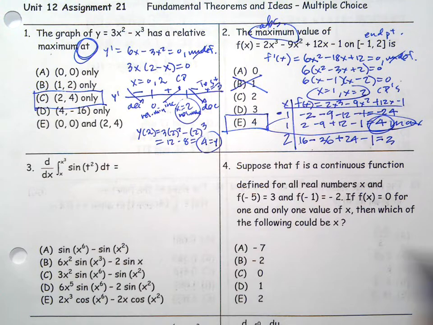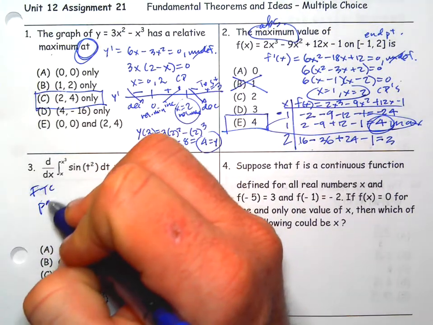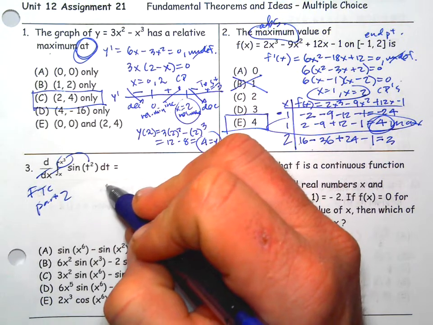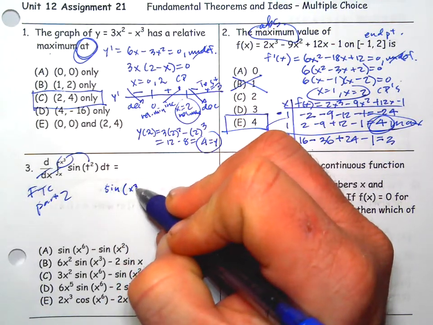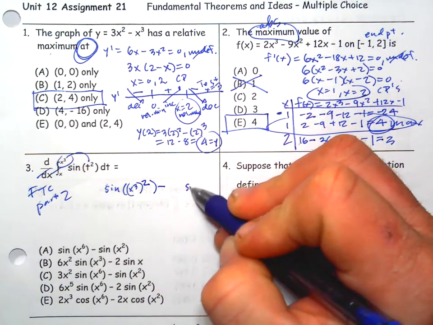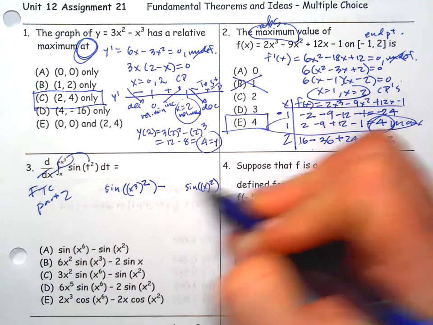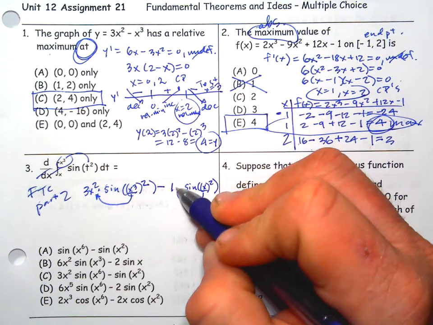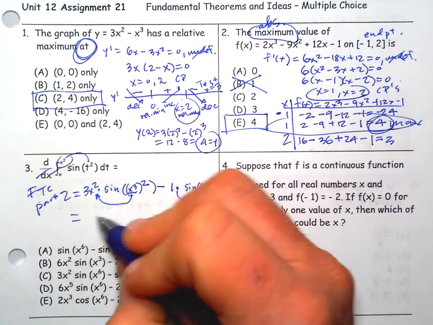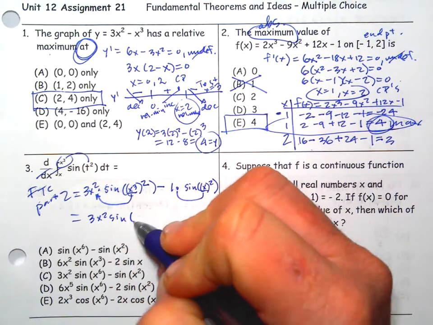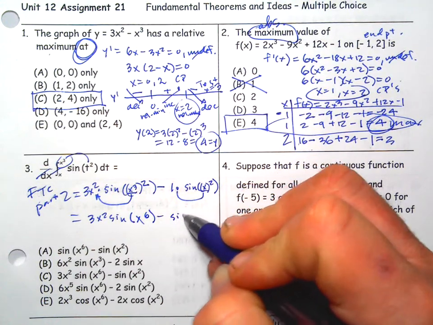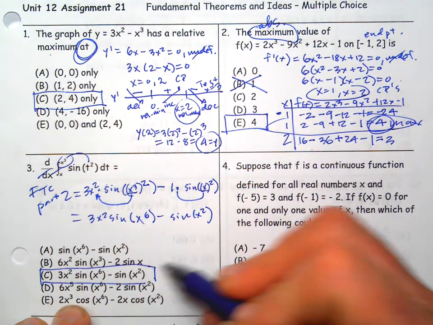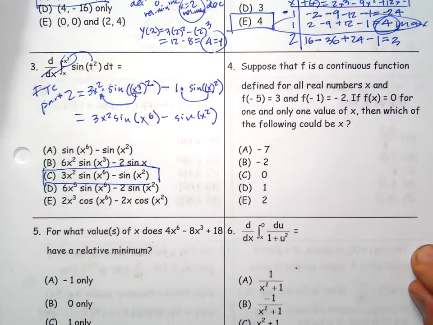Number 3, a little fundamental theorem of calculus part 2, FTC part 2. If you take the derivative of an integral, they cancel each other out, and you plug limits in one at a time, but you got to watch out. So you got to do sine, you plug x cubed in, minus sine, got to plug x in, but then you got to multiply by the derivative of what you plugged in. 3x squared, just what you plugged in. So the final answer is 3x squared sine of x to the 6th, rules of exponents, minus sine x squared, 3x squared. So that looks like answer C. But you got to remember to do that extra chain rule step at the end.